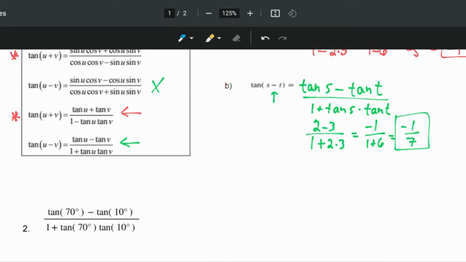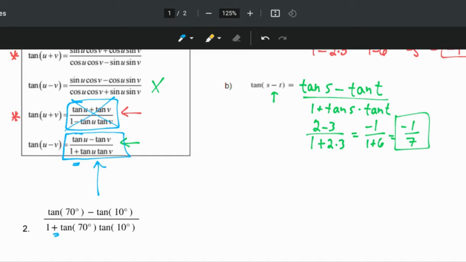All right, moving on to number 2. This one is sort of like doing the problem backwards. We are going to try to look for one of the formulas that looks similar to the format of our given information. So I notice that I have tangents in the numerator and 1 plus tangents in the denominator. So they look similar to these last two formulas, but if you notice that there's a plus sign here and there's a plus sign here, that means don't use that formula. We're going to use this one.